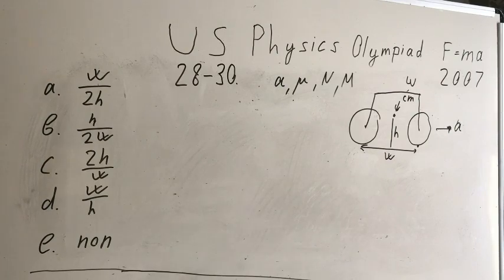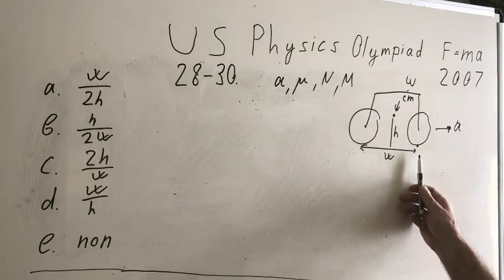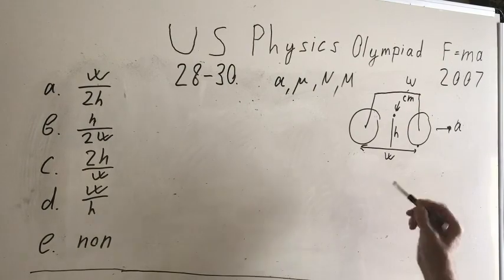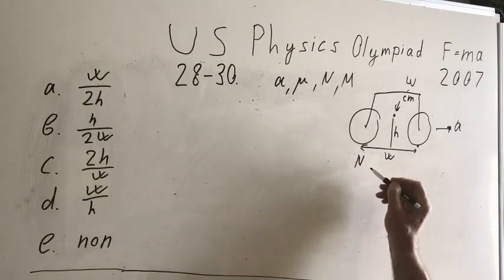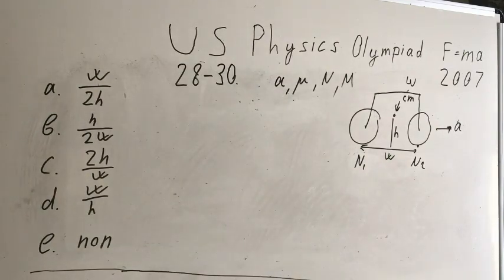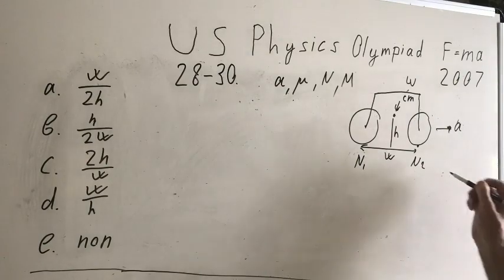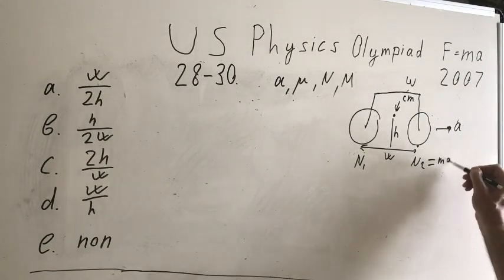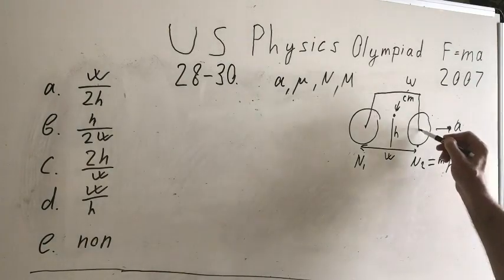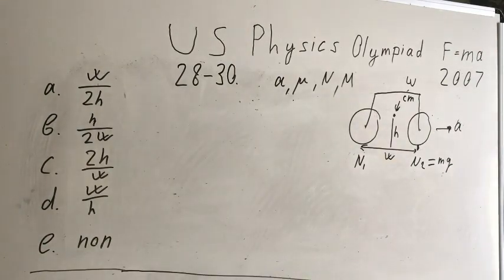And in case both tires are in contact, this tire has a normal force N1 and this one N2. This N1 is 0 and this N2 equals the total weight of the whole bicycle with the bicyclist. So in this frame of reference we just need to write the equation for static equilibrium around the point of contact, the point of rotation.